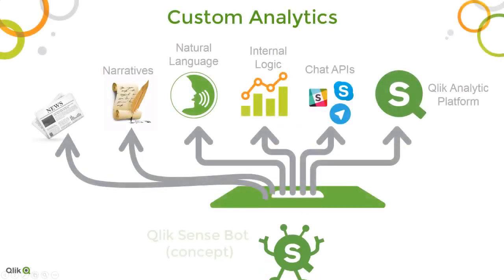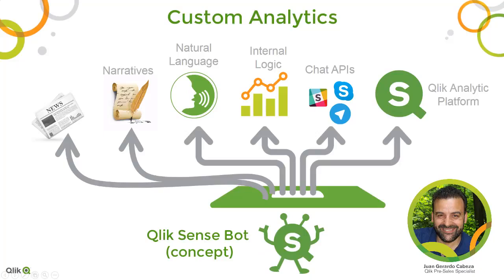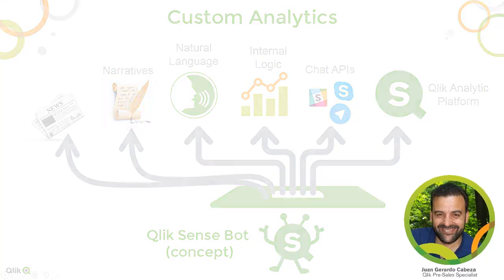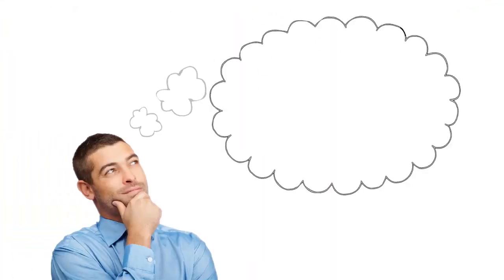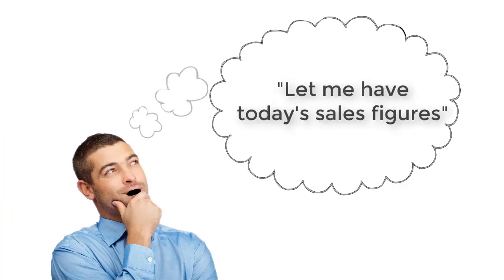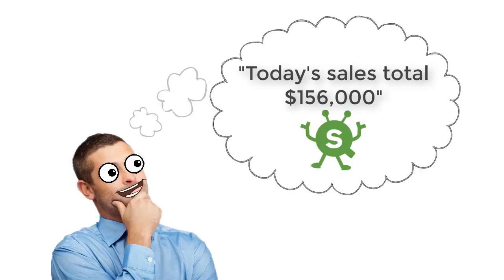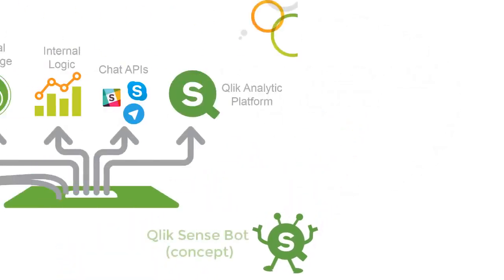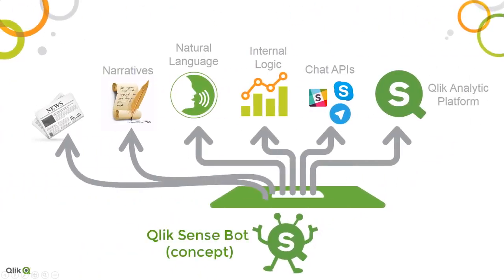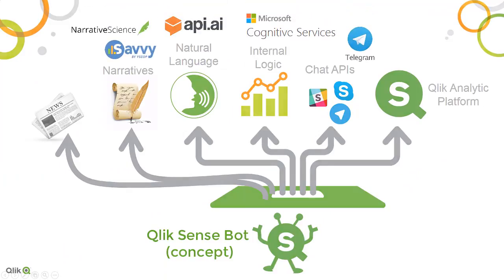To prove this, our engineer Juan Jurado Capesa has created a custom application using the QlikSense APIs that puts a brand new spin on analytics. Imagine getting answers to your business questions immediately simply by asking, "Let me have today's sales figures." "Today's sales total 156,000." And I don't mean asking a human, but rather a bot. Juan has done just that, creating a QlikSense analytical assistant using a variety of modern and available technologies.